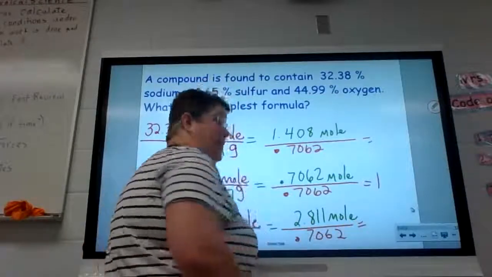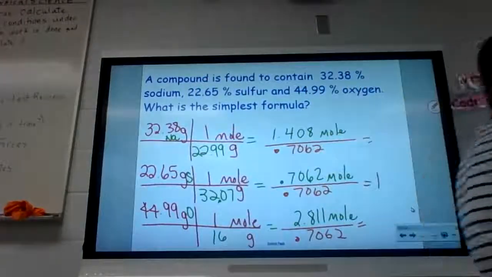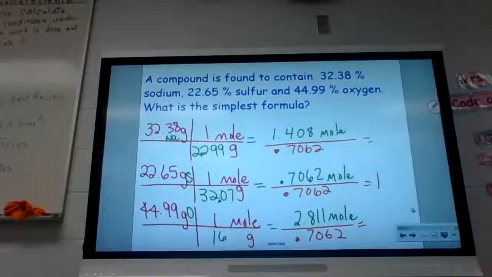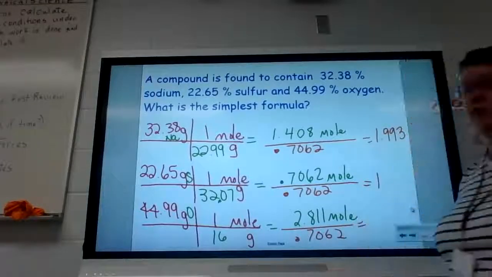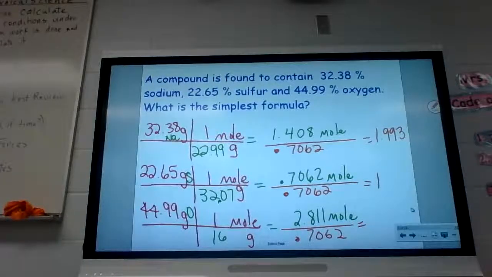Now, they might not be exact, but if they come out at 0.00 something or 0.999 something, it's the whole number. Okay? So I got 1.993. What is 1.993? 2. That's 2. Okay?